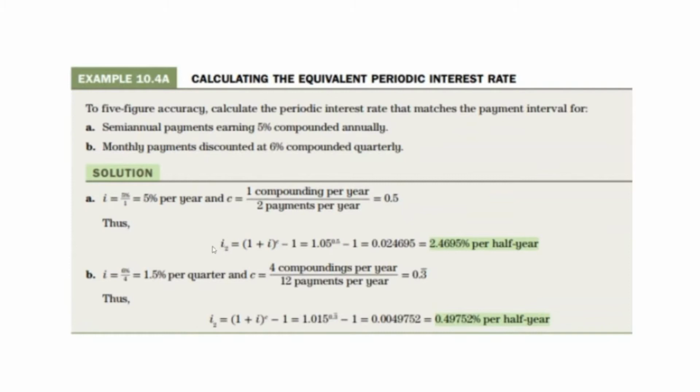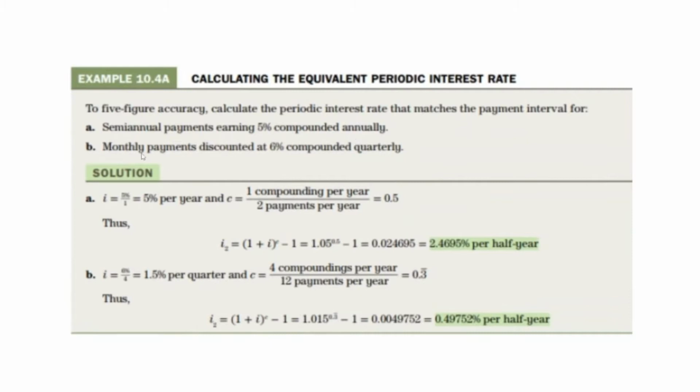We take that and put it in this value of C. So I2 equals 1 plus the value of I, which is 5%, so 1.05 to the power of 0.5, minus 1, and that will give you 2.4695% per half year. So effectively, it's a revised formula for the value of I, called I2. Then we just take that number and plug it right into the present value formula or the future value formula, whichever one you're using.